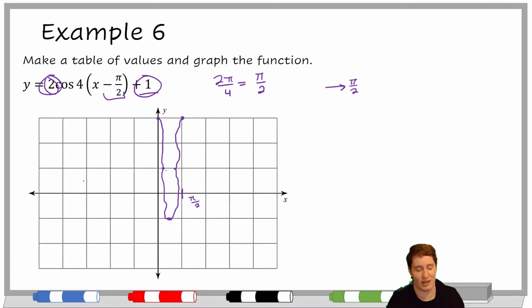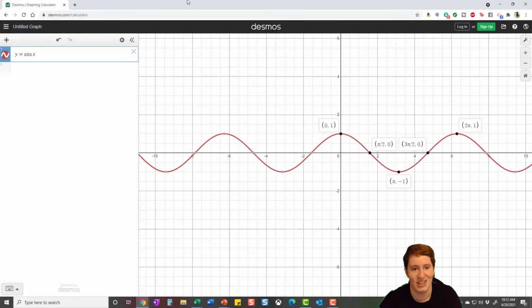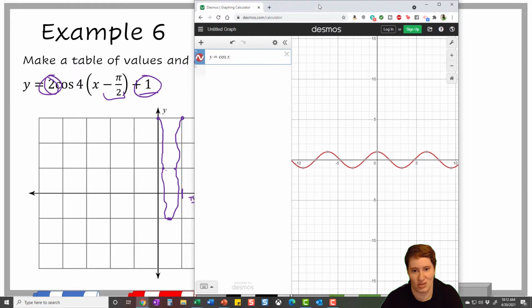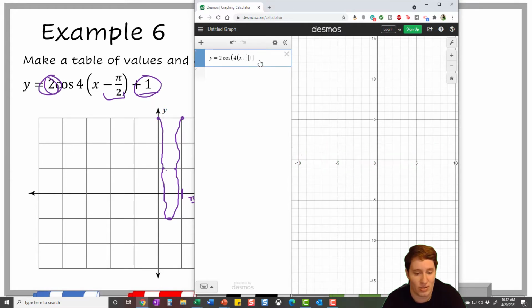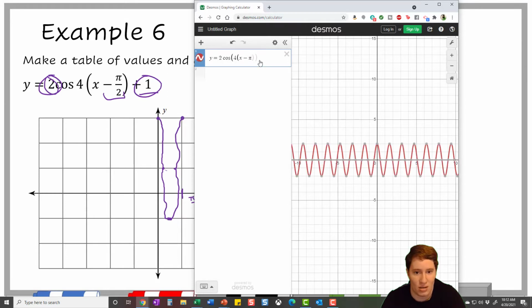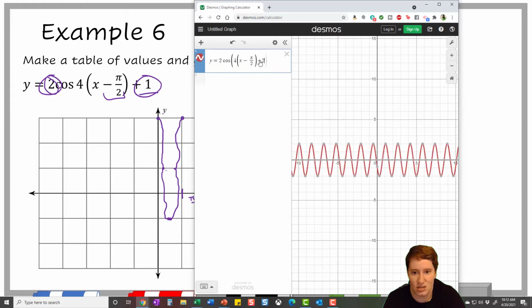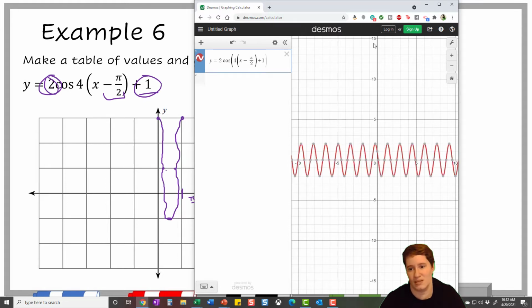that's really, really bad. Let's let Desmos show us what it's actually supposed to look like. So 2 cosine. On your TI, you're going to open a parentheses, then you're going to have to open another parentheses to make this work. See how squishy it looks?